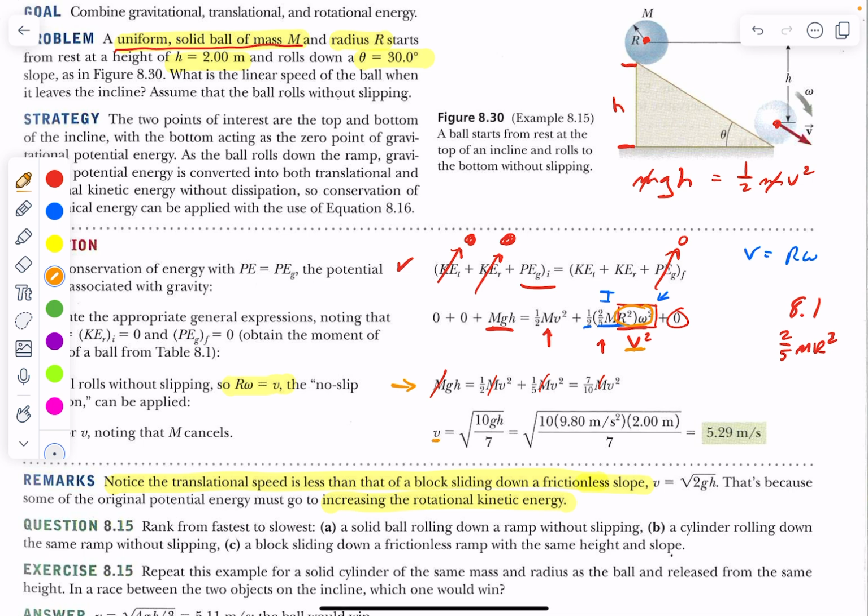Most people like to plug their numbers in and then solve for V. The professional way of doing it is you solve for V first, leaving everything else in variables, and then you plug your numbers in. And you get about 5.5 meters per second. Now you can do this problem over if you want and ignore the rotational inertia, and you would get a slightly different answer.